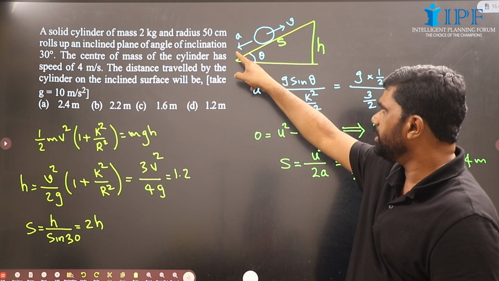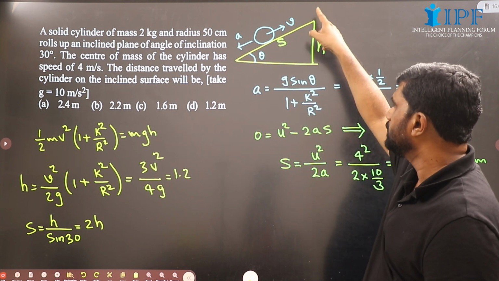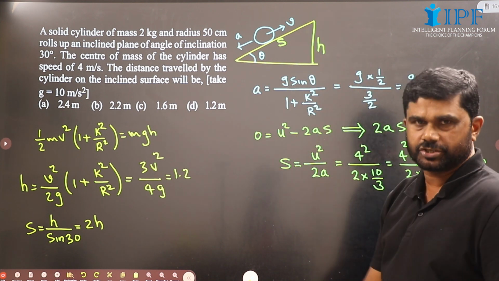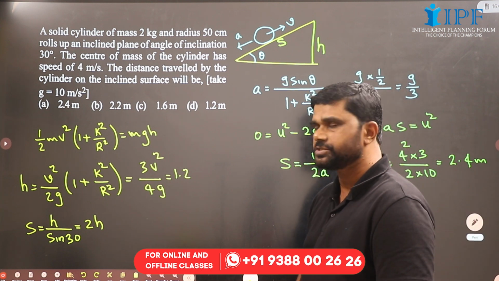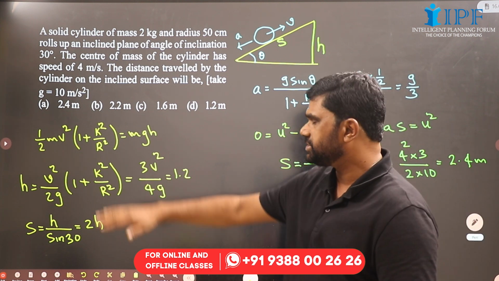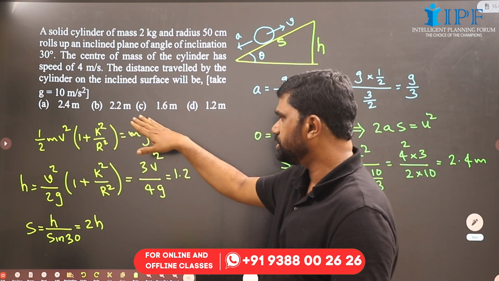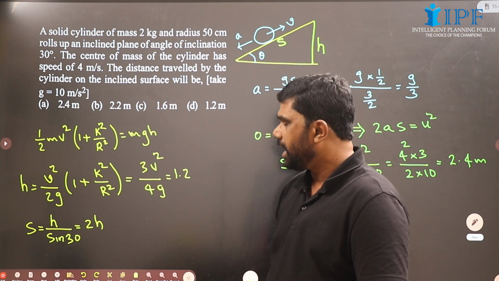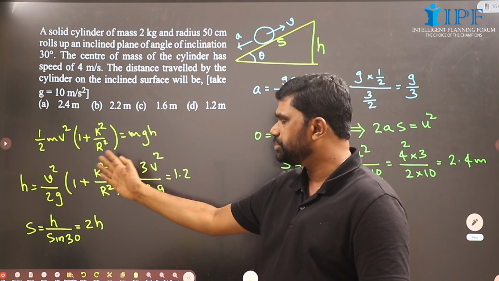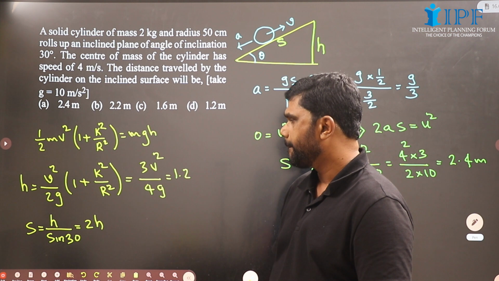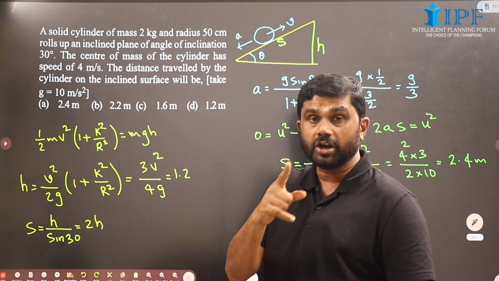As the body moves from here to here, it goes to a height h. So potential energy increases by mgh. This is the kinetic energy at the bottom, that is equal to potential energy at the top. And we will get h equal to v square by 2g into 1 plus k square by r square. And here it is a solid cylinder.